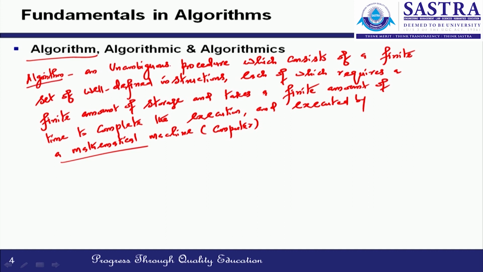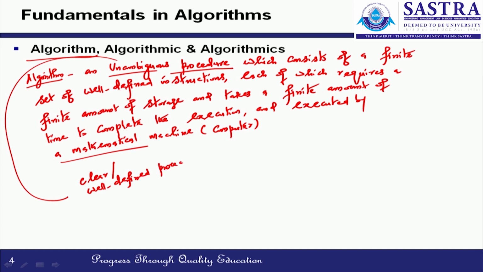Algorithm is defined as an unambiguous procedure. Unambiguous procedure in the sense that it should be a clear as well as a well-defined procedure. There should be no ambiguity in the procedure. That means no ambiguity in the steps of the given algorithm. Every step must be well-defined. It should be clearly focused on what is the exact operation to be executed in that step.